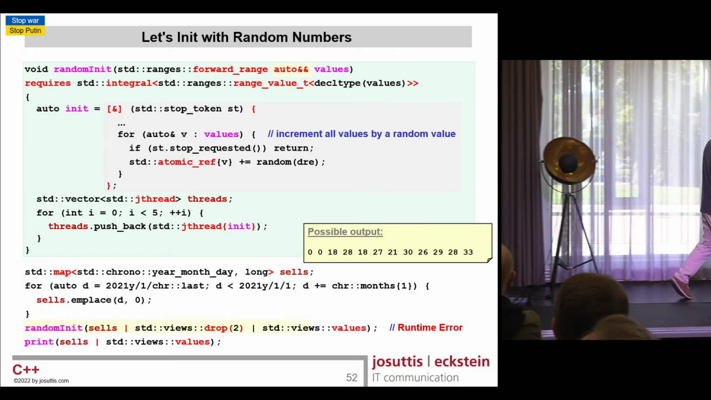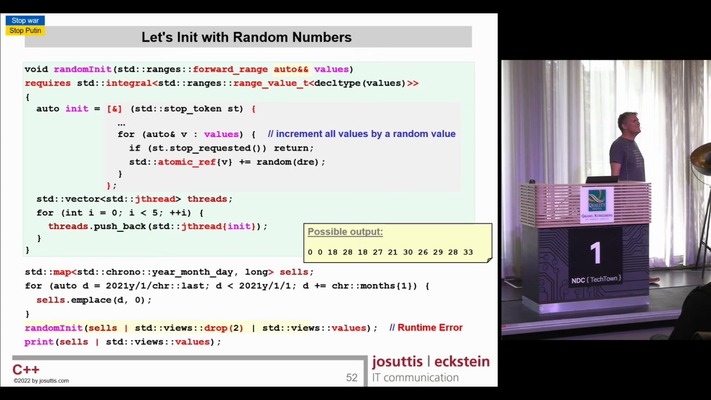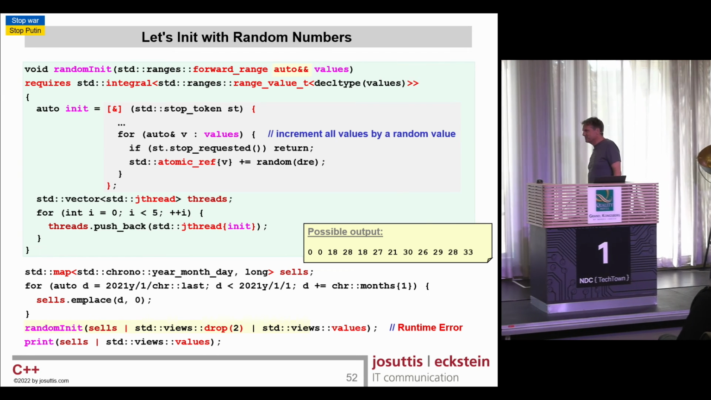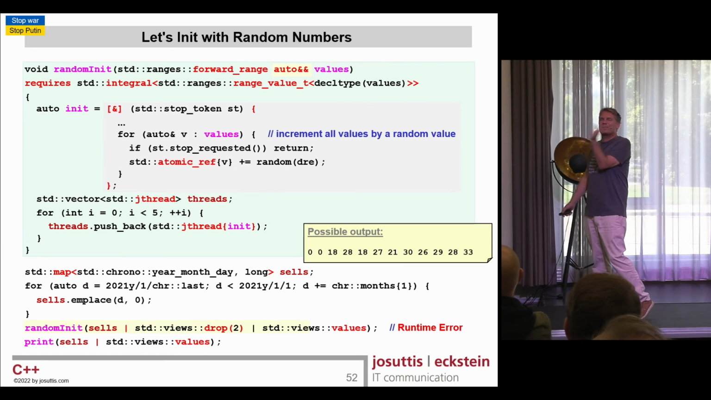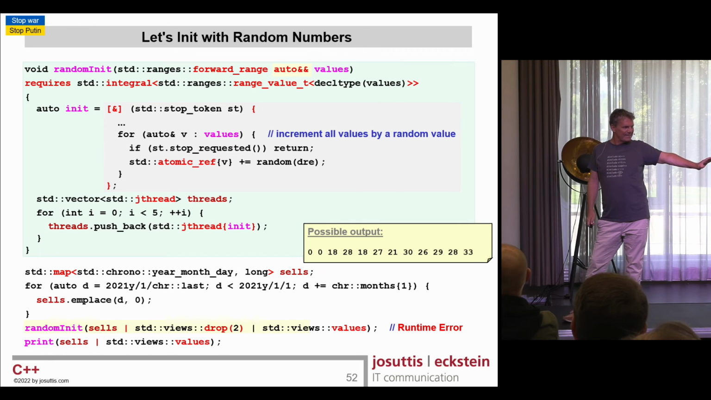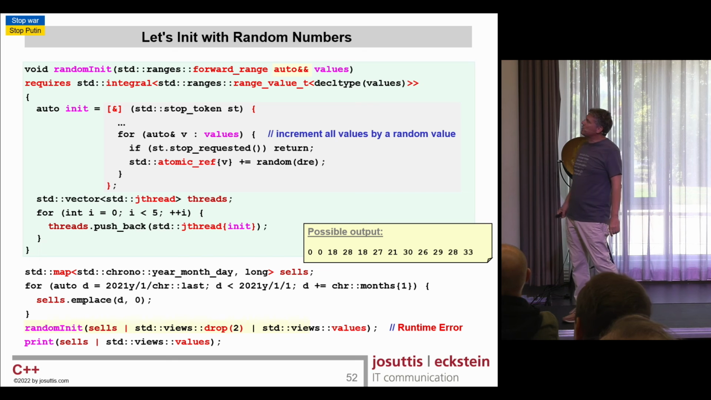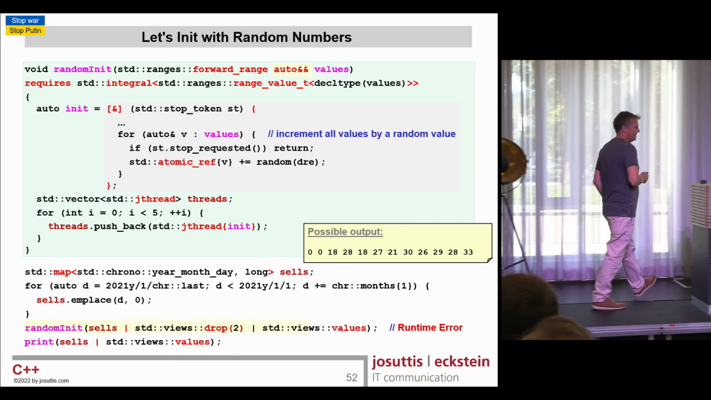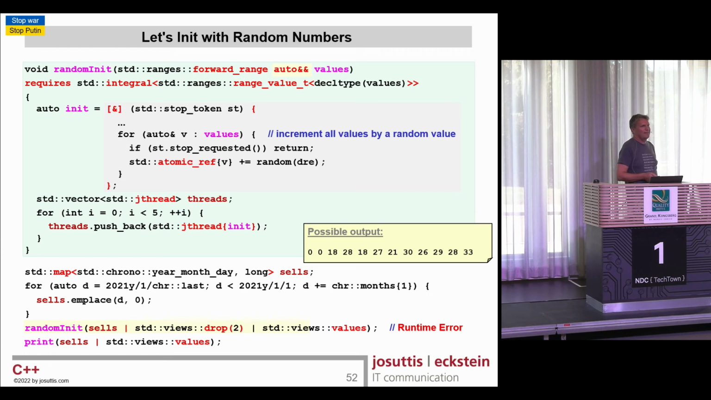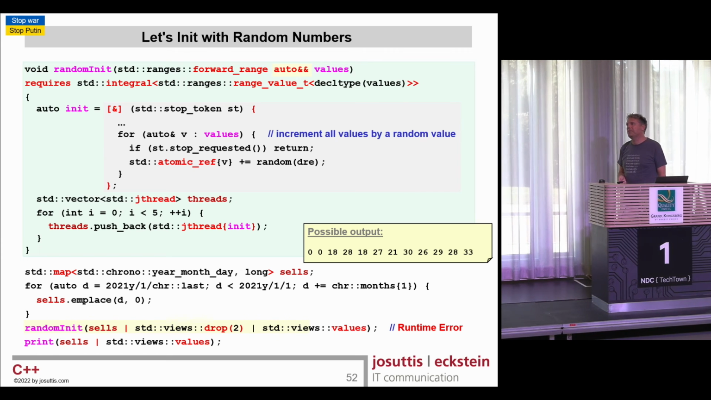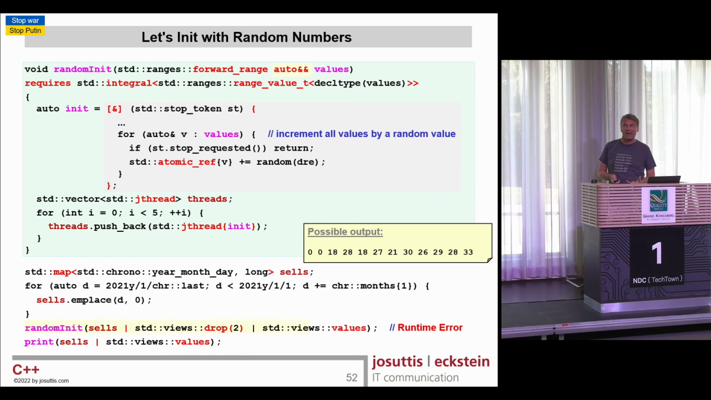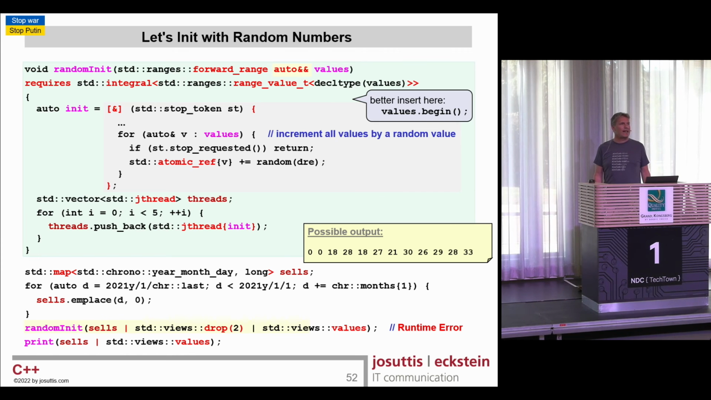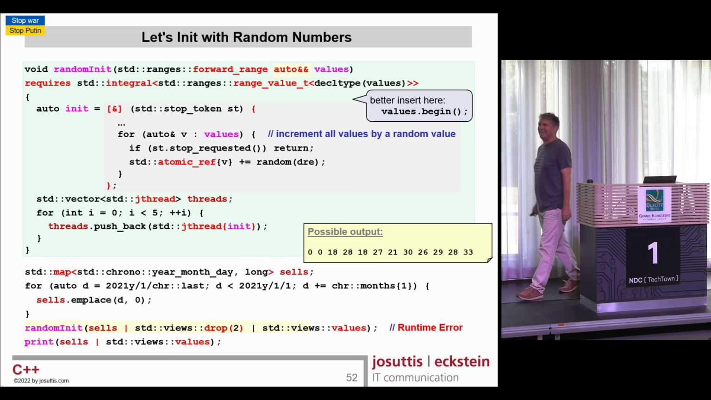Now, I want to know something. My best advice to fix this code is absolutely ridiculous. Because the problem of multiple threads is inside random init, make sure we don't have a problem there. How do we do that? At the beginning of this function, we once call values.begin, and we don't have a problem anymore.